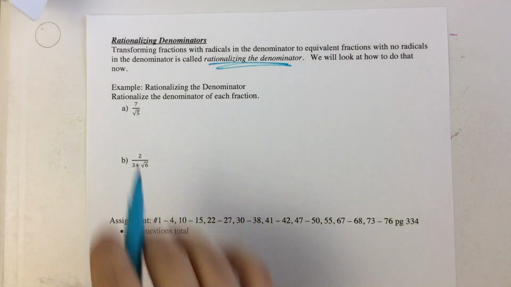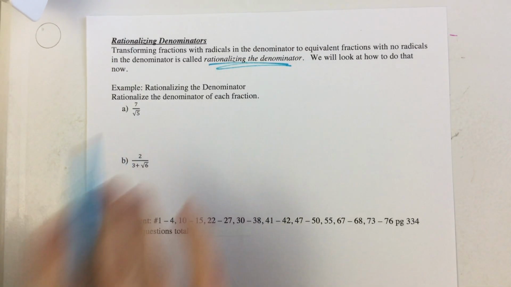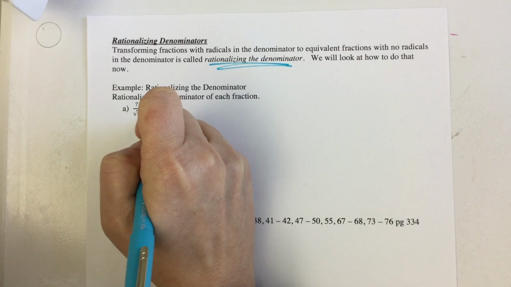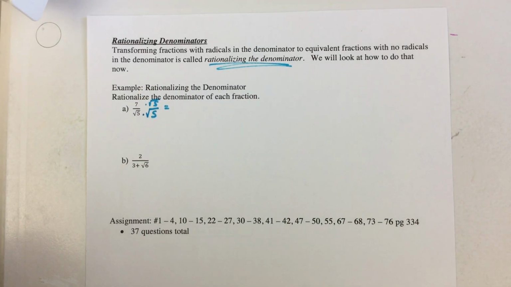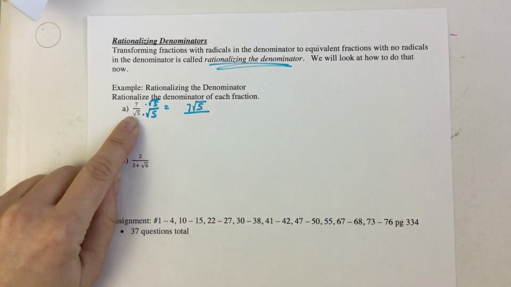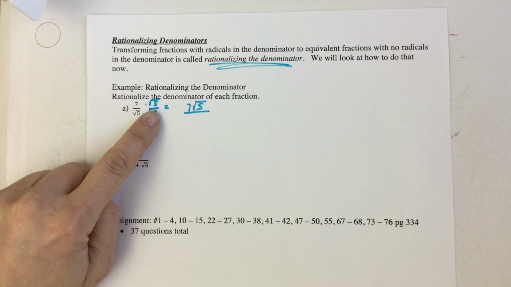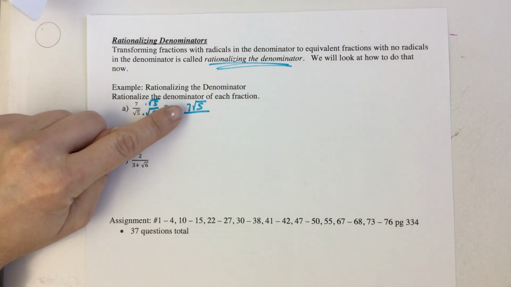So what we do, if your denominator is just a single term and it's a square root, you multiply that square root to both the top and the bottom of the fraction. So on the top, this is 7 times the square root of 5. You can only multiply numbers underneath the radical if they are also underneath the radical. So 7 would have to stay up front.